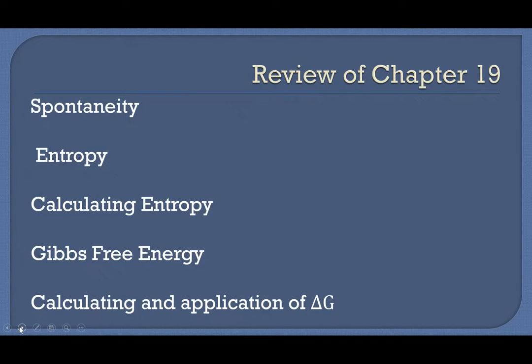So that's the end of chapter 18. So here's the things that we covered, the big 5 topics. So spontaneity, what is spontaneity, the definition of it. We introduced you to entropy. So entropy was important when we tried to determine spontaneity. We looked at ways to calculate entropy. Then we connected enthalpy and entropy to something called Gibbs free energy. So this is a way for us to quantify or look at spontaneity in chemistry.